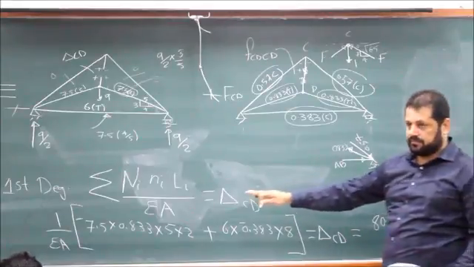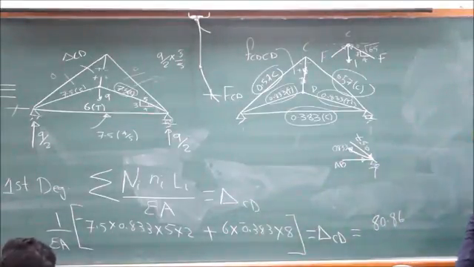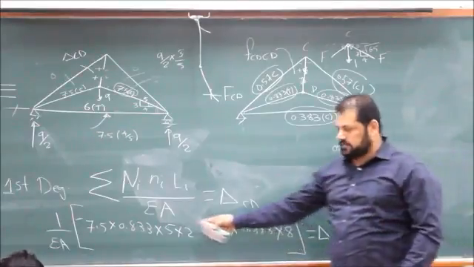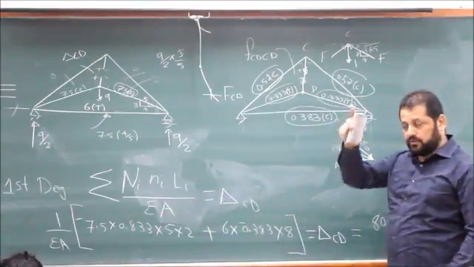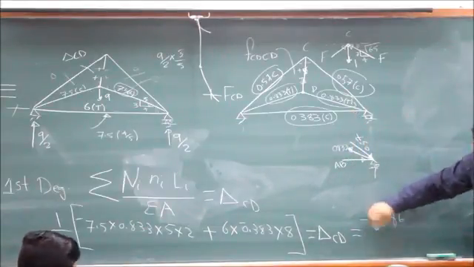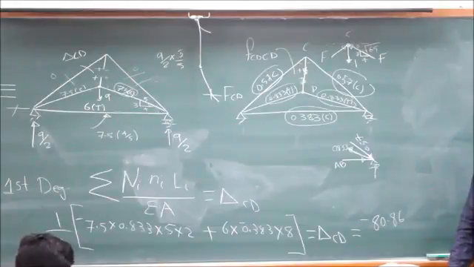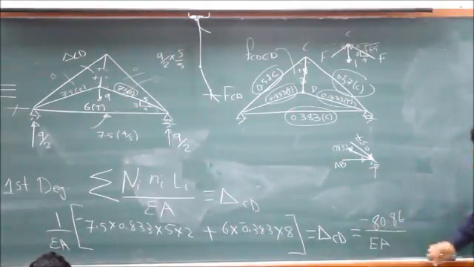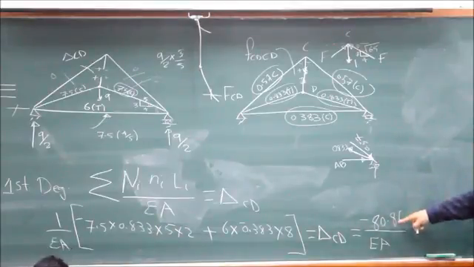Both negative, negative 7. You add, they are added. Okay, right. 80.86.